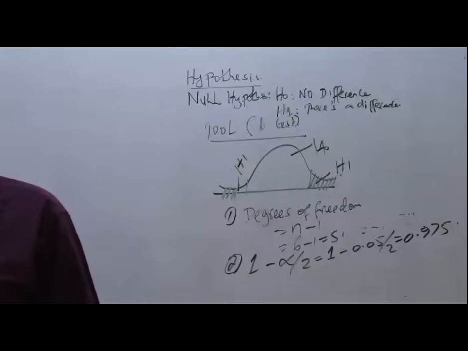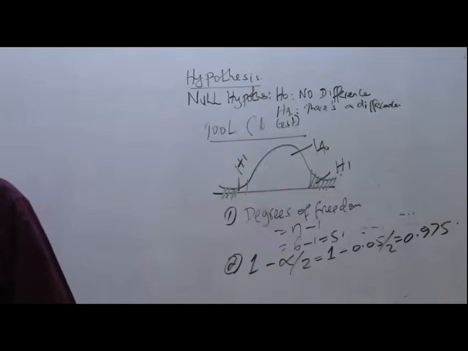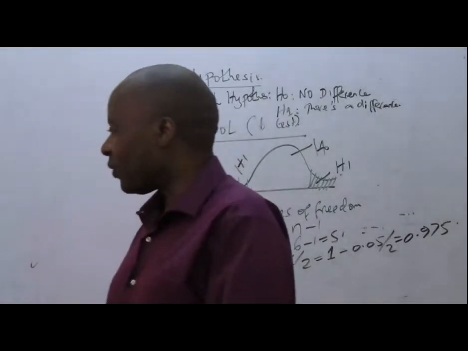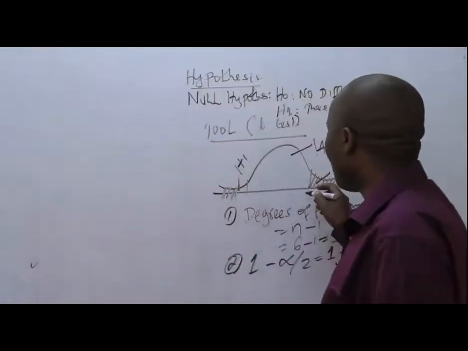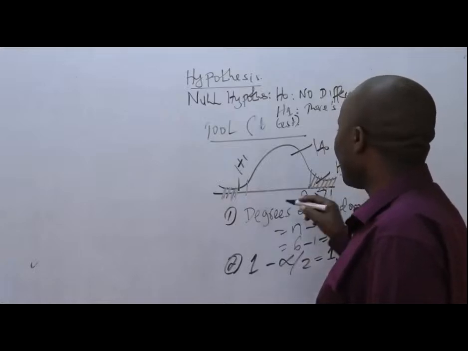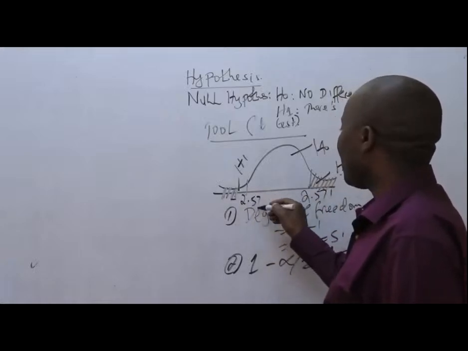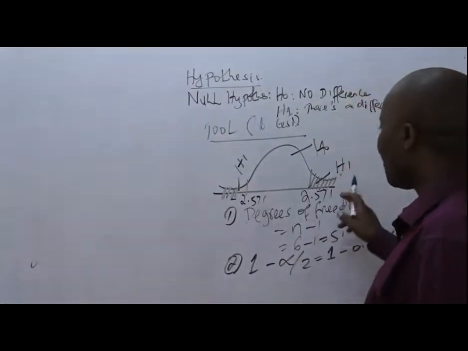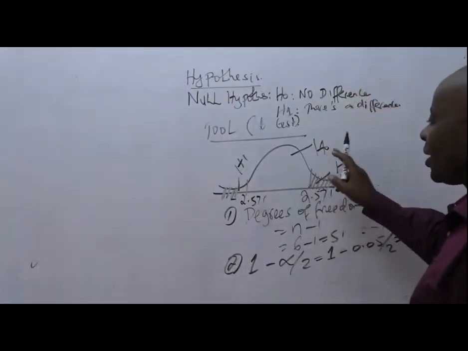Is it 0 point or a 2? Be careful, Jerry. 2.571. So this becomes 2.571 positive, and this becomes negative 2.571, like that. So this is H1. We know this is H0.